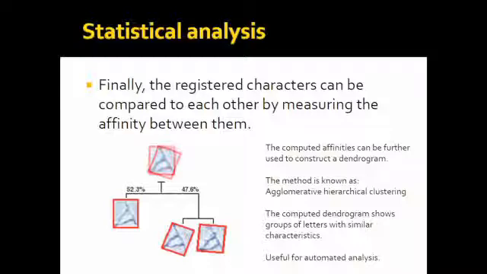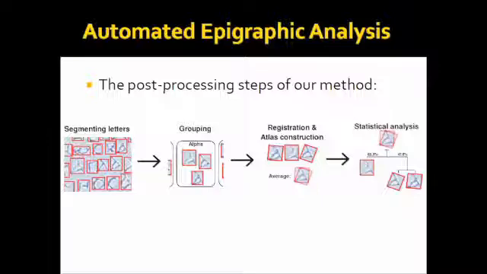I don't know if you can see it, but the average alpha has parts which are darker. The darker parts indicate that most alphas have those parts. Where it becomes grayer, it means that some alphas do not have, let's say, this part. And again, you can quantify the results. So again, it may require some training, but segmenting, grouping, registration, statistical analysis are all automatically done.